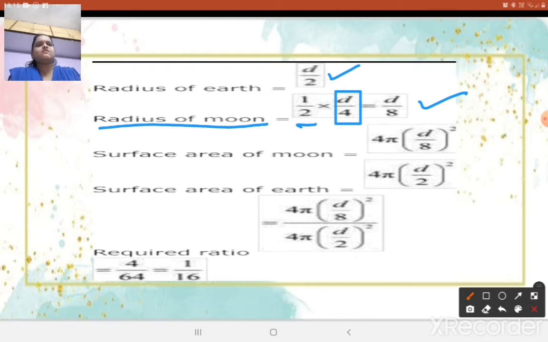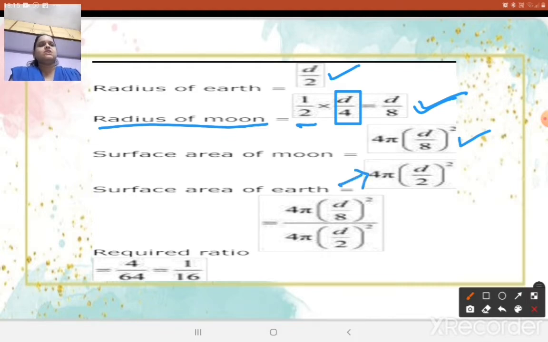Now see the surface area of the moon first of all. So the surface area of the moon is 4 pi r square. R we got as d by 2. Substitute over here as d upon 2 the whole square. Correct? So here we will get the surface area of the moon. This is just for the moon. Now find the surface area of the earth. This step is for this.